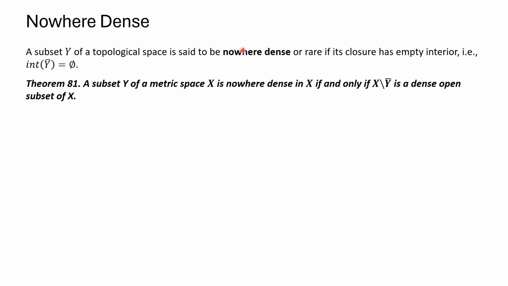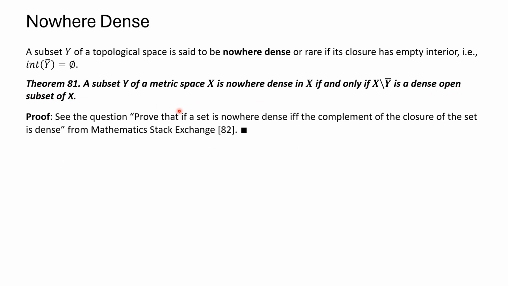We have a theorem related to this idea. A subset Y of a metric space X is nowhere dense in X if and only if X minus the closure of Y is a dense open subset of X. And in my book I give a reference to a proof.